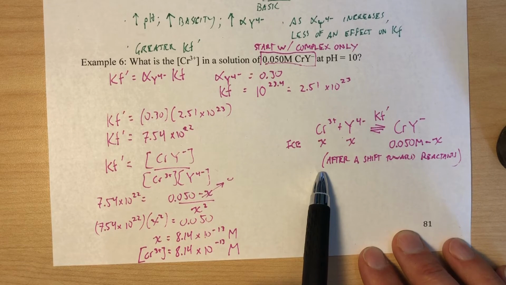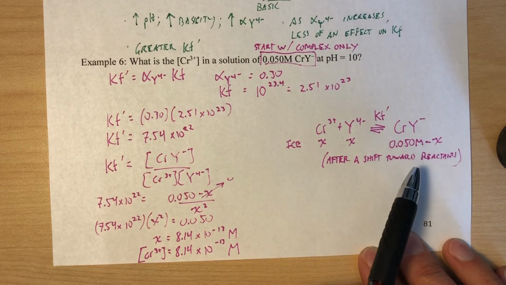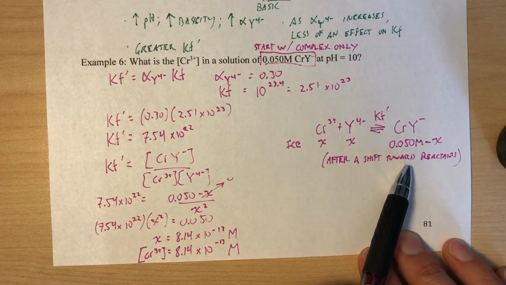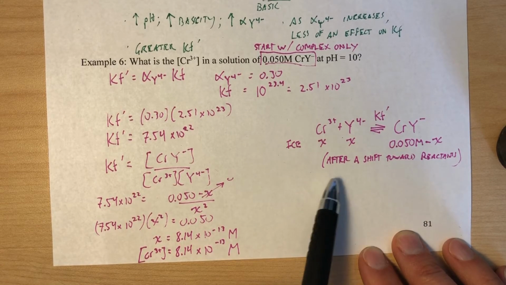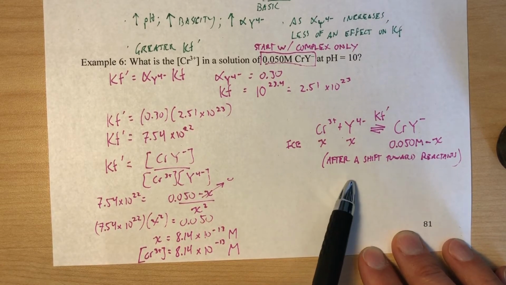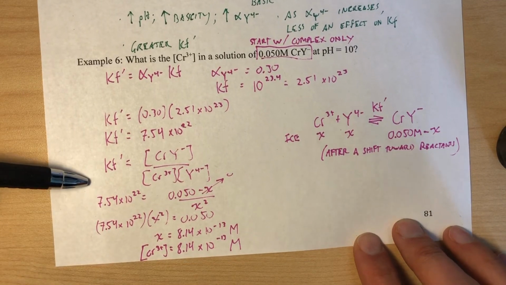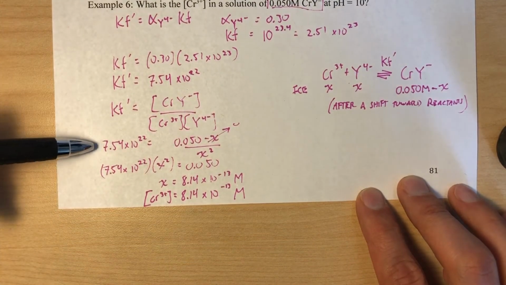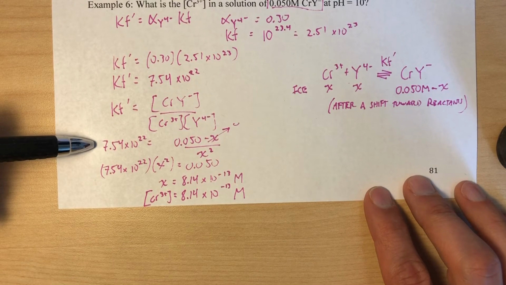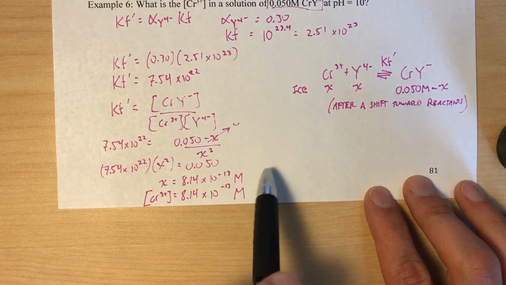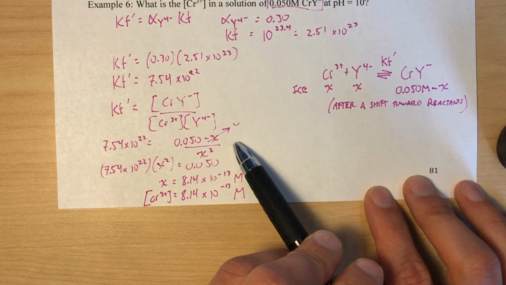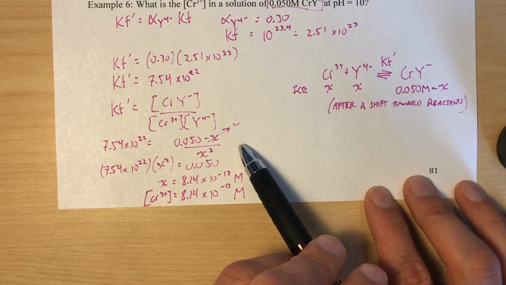This is, again, a little bit different from things that we've seen before, but it follows the same principles. We're starting with a solution here that has a concentration, and we have no concentration here, so Le Chatelier's principle is going to shift it towards the reactants. So our expression for Kf, we can bring in values now. So Kf prime is equal to 7.54 times 10 to the 22nd, which we calculated, and that's going to be equal to 0.050 minus x divided by x squared once we are at equilibrium.